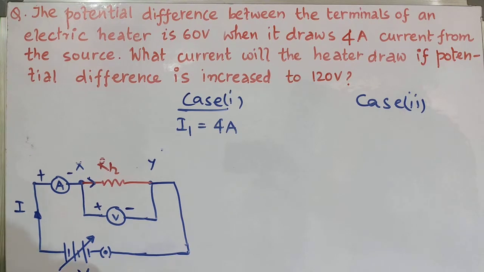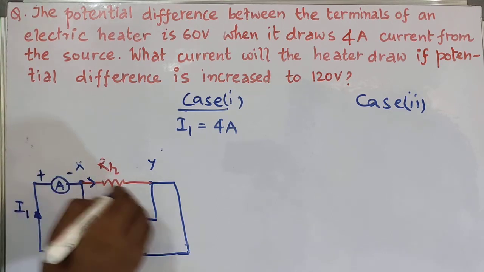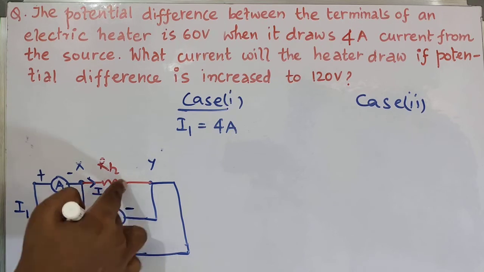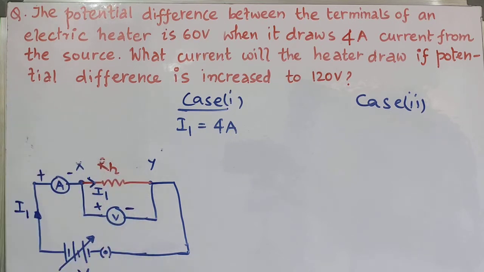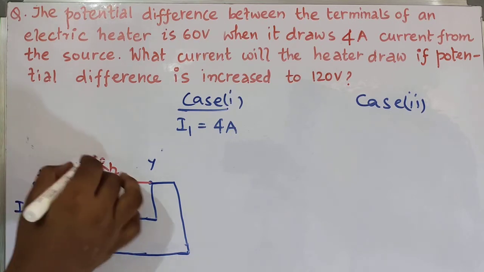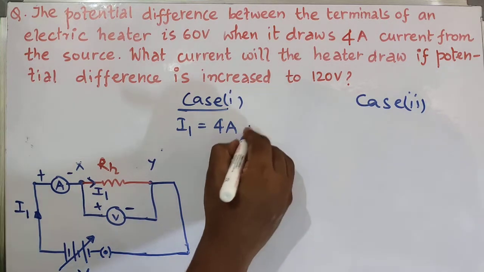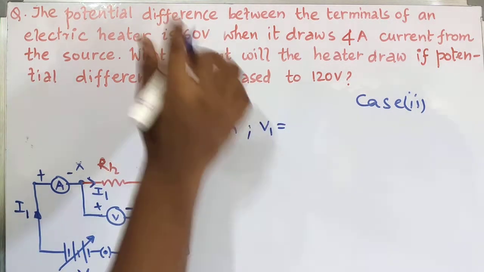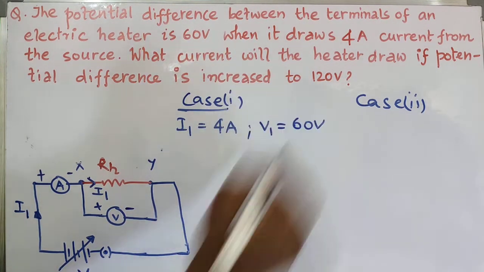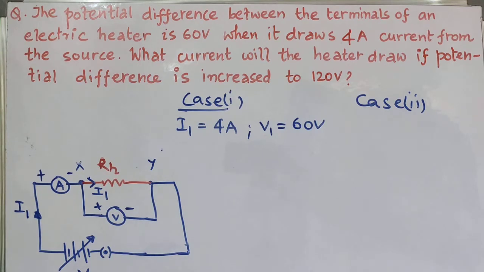Maybe some source, I can change this source, and with that the current will be changed. So now the current coming out of the battery is I1. The same current passes through the heater, and with the help of a voltmeter I can measure the voltage. The voltage measured is V1, and its value is 60 volt. So current is 4 amps, voltage is 60 volts.